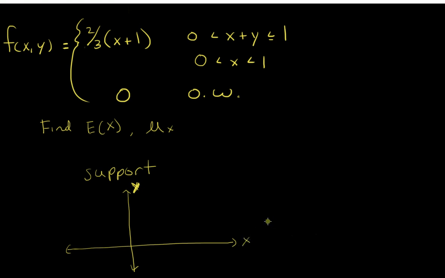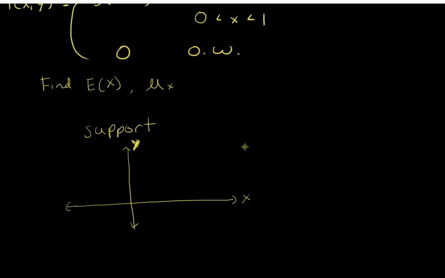Starting with x is between 0 and 1. Here's x equals 0. Actually, let me extend this down a little bit more. X equals 0 is here. X equals 1, let's put that here. So x is between these two.